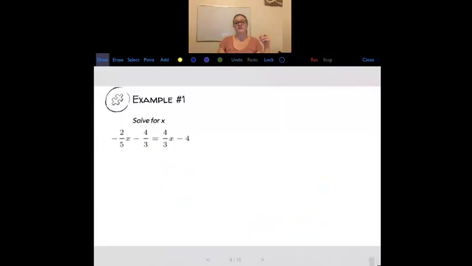So example 1, solve for x. We have negative 2/5 x minus 4/3 equals 4/3 x minus 4. Since we have a lot of fractions, I'm going to make everything a fraction by putting the 4 over 1. Now I've got all fractions. The next step, using what we know, is we want our denominators to be the same so we can let them go and look at what we have. So between 5, 3, 3, and 1, the least common denominator is 15.